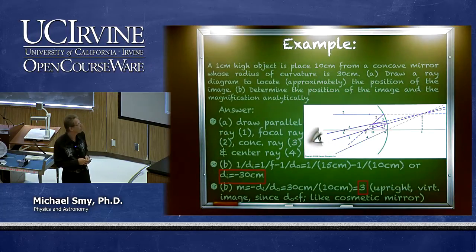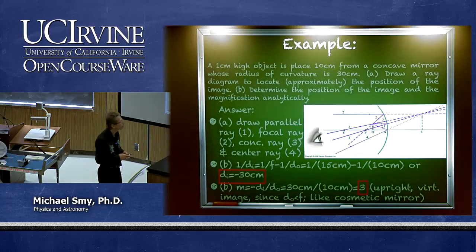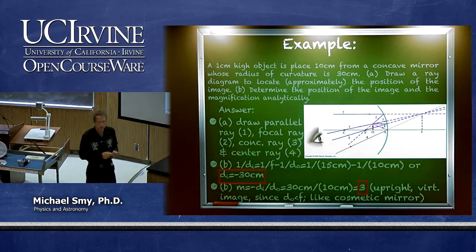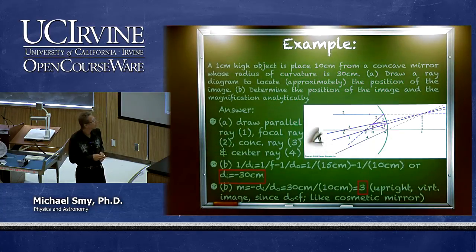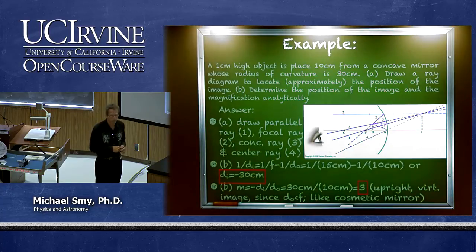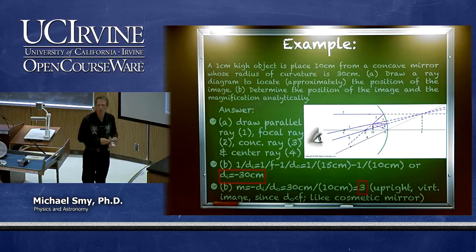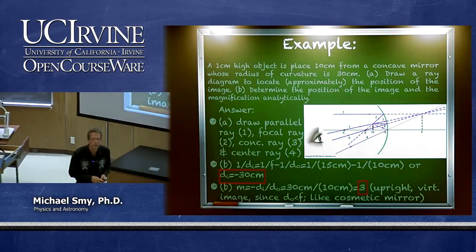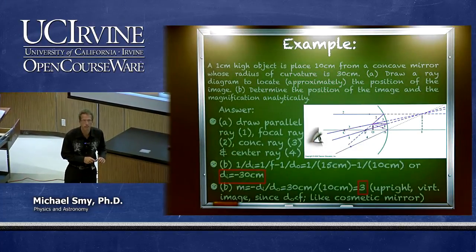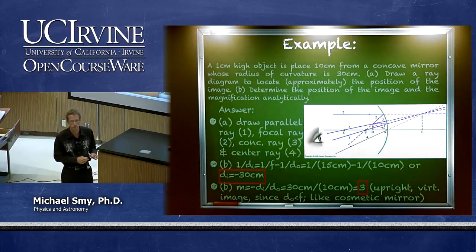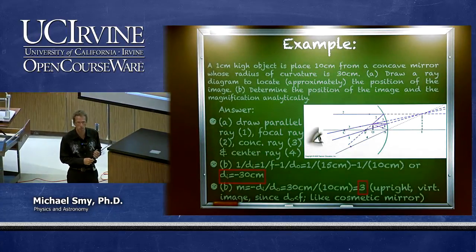This happens to be the case for concave mirrors if the object is placed closer than the focal length. So if you have an object closer than the focal length, then you get a virtual image that is bigger than the object and appears to be behind the object. And that is made use of with shaving mirrors or cosmetic mirrors. Yes? Is the focal length always half the radius? It's always half the radius, yes, for all spherical mirrors.